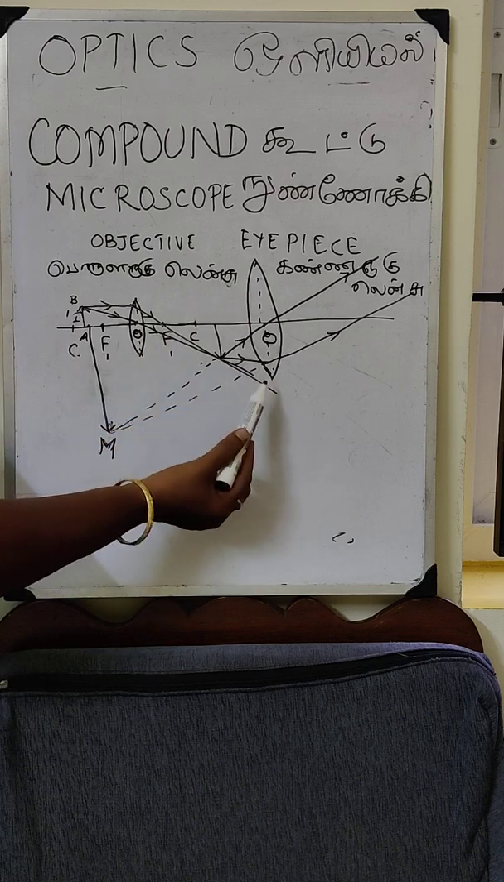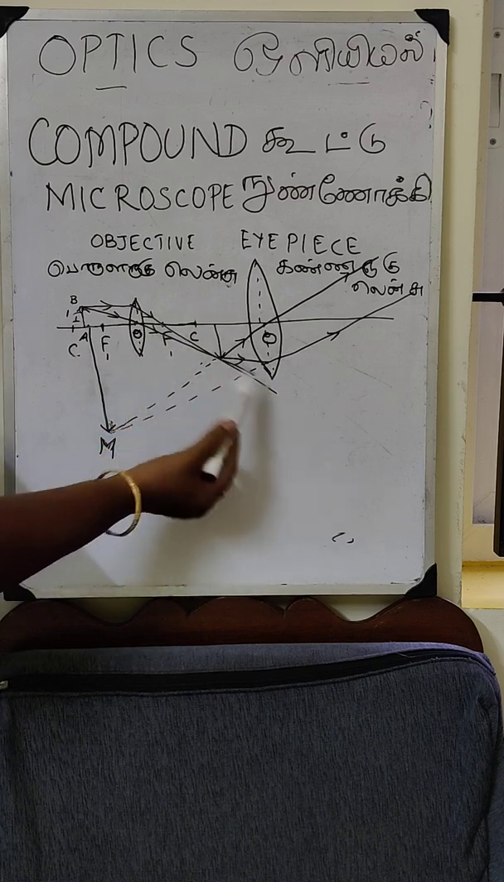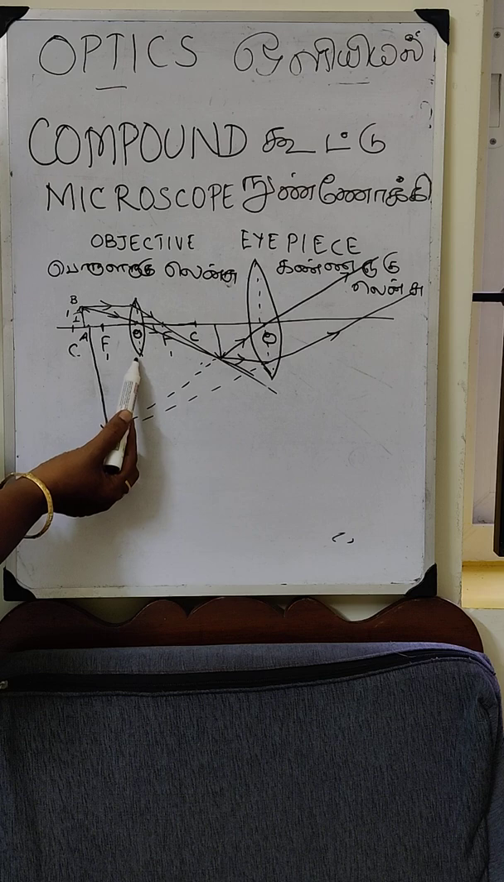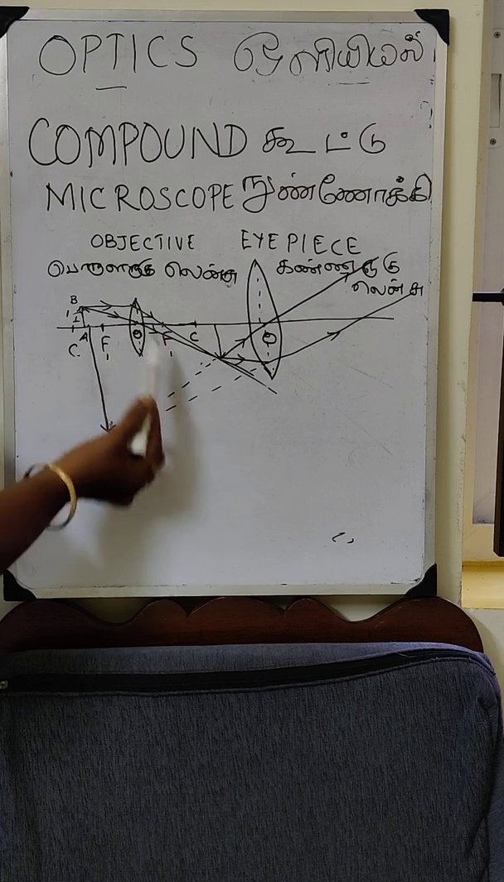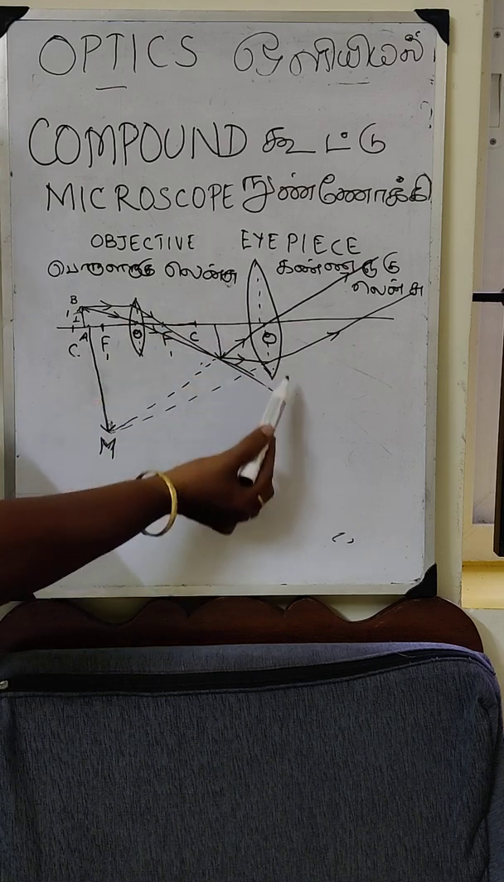What is the difference between these two? One is smaller and the other one is bigger. Why are they differentiated like this? The focal length of the objective is less than the focal length of the eyepiece.